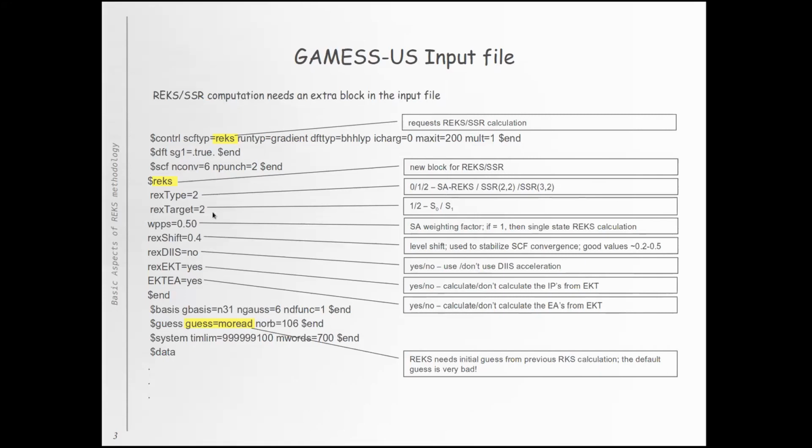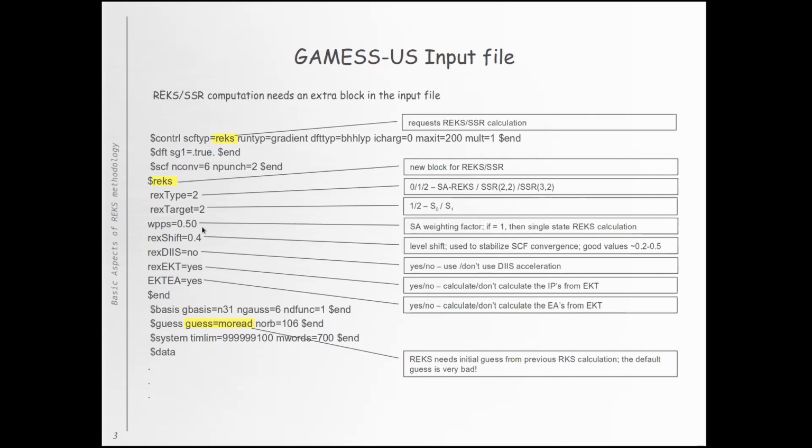Then the target state. If you perform one of these calculations, of course, the program will print results for only one state which you want to study, either the ground state or the excited state. This keyword can take two values at the moment, 1 or 2, either S0 or S1.